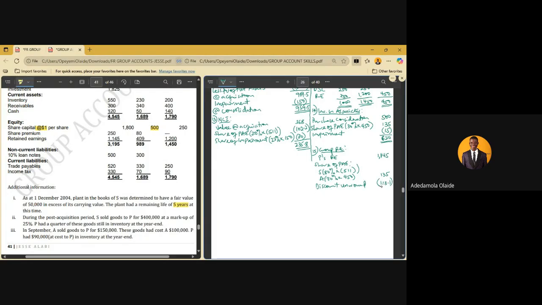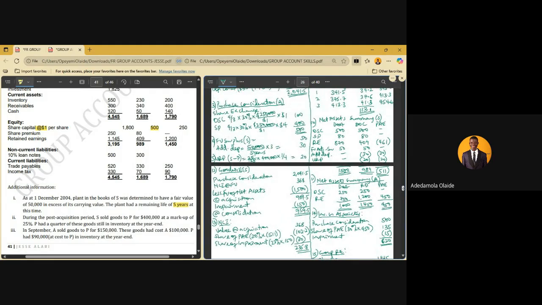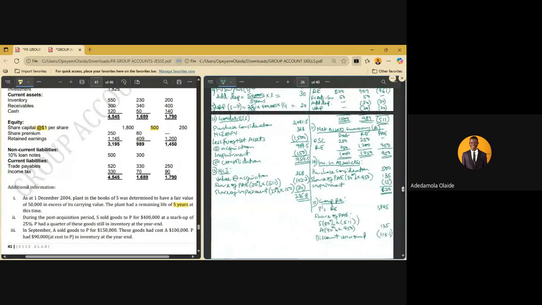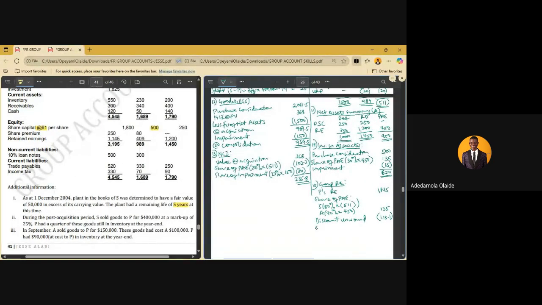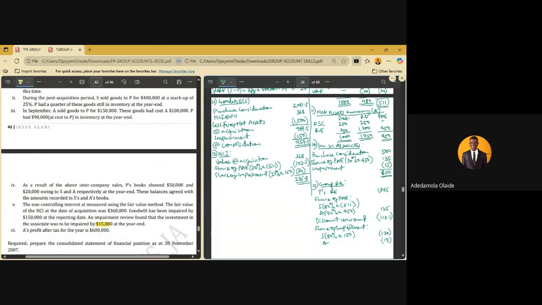113.1. Then we have what? Share of impairment. For S, they will take 80% of the 150, which should be 120. While for A, they are not sharing it with anyone. They will take the full responsibility for the 15. So what will that give us? Because I don't think we have any other additional information we haven't considered. So what do we have in total?